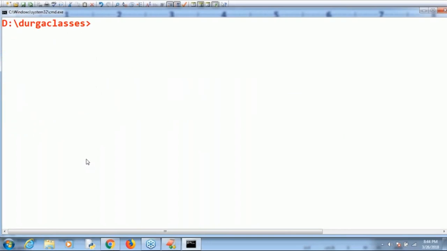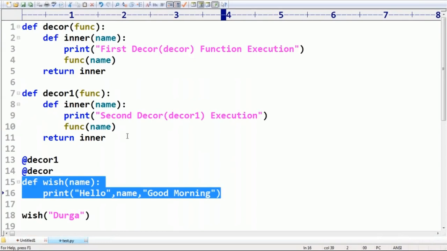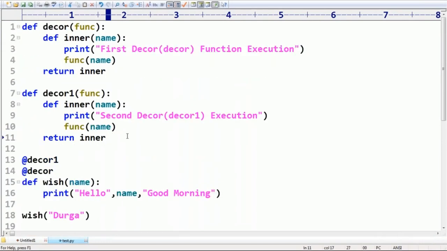Any explanation required? Now there is one small doubt. Can you please tell, in total how many decorators are available? 2 decorators are there, correct? First, which one is going to execute, the first decorator or the second decorator? It is very easy to remember. Is it the inner one or the outer one?